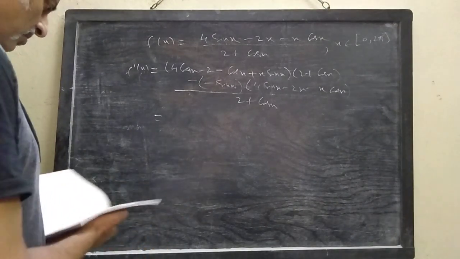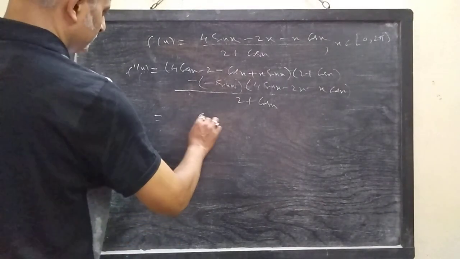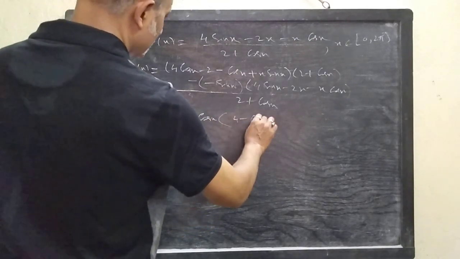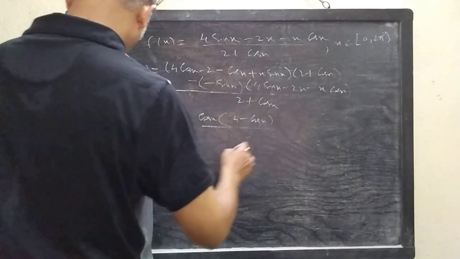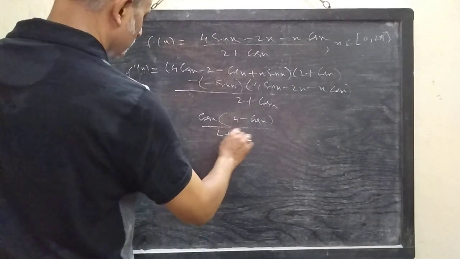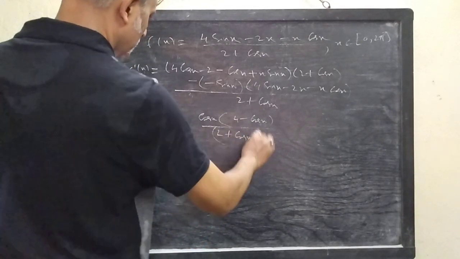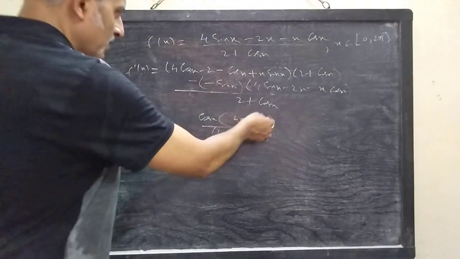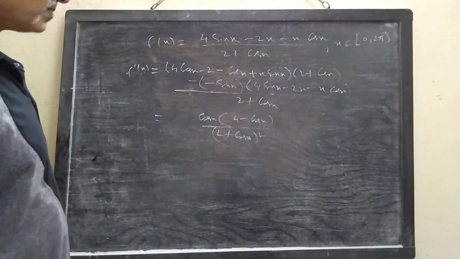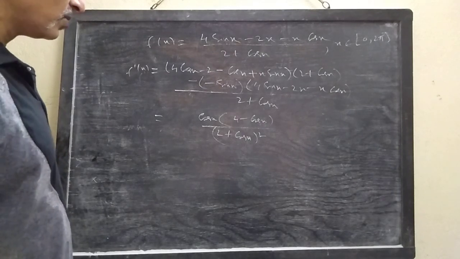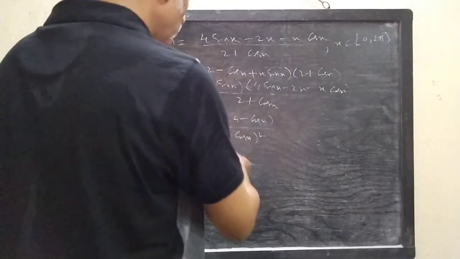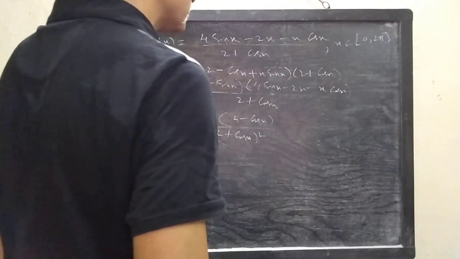After simplification you will get cos x into 4 minus cos x by 2 plus cos x whole square. Now look, this factor is always positive because the maximum value of cos x is plus 1. So 4 minus cos x is always positive. 2 plus cos x is also always positive.